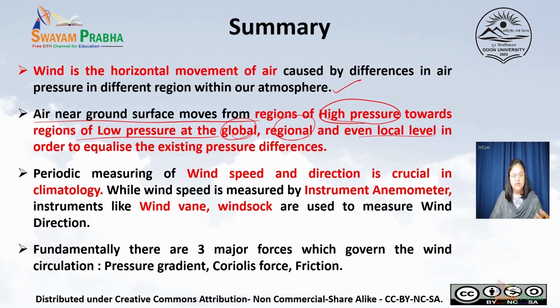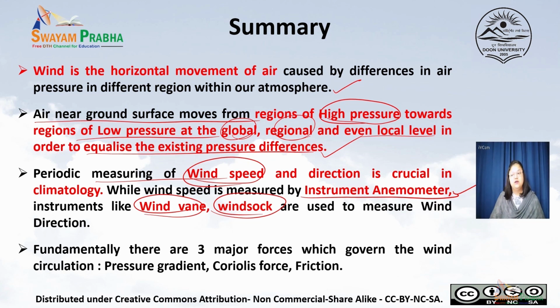So the air near the ground surface tends to move from regions of high pressure to low pressure primarily in order to equalize the existing pressure differences between the two adjacent areas. And this periodic movement of air is generally measured by using various instruments. Like the wind speed is measured with the help of the instrument anemometer, and the wind direction is measured with the help of a wind vane or windsock.